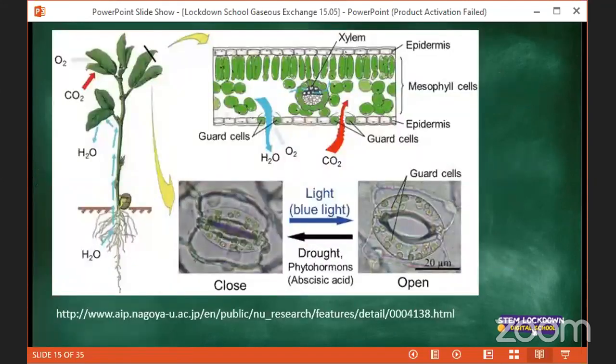Okay. So now here is a beautiful picture. So in this side here, where we have the plant, the root, the stem, and the leaves, this is basically showing us the process of photosynthesis, right? Where we have the carbon dioxide getting in, the oxygen going out, and the water from the roots also going to the leaf, right?